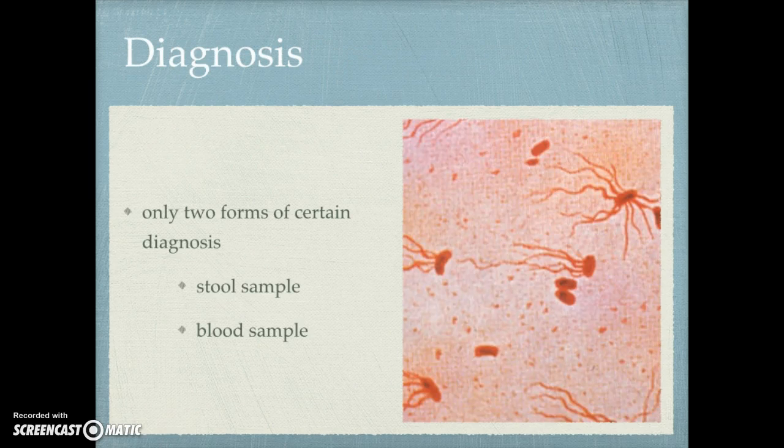In order to acquire a certain diagnosis of typhoid, one must acquire a stool sample or a blood sample from the patient, and the bacteria can be visualized directly on either of these samples to acquire a certain diagnosis of typhoid.